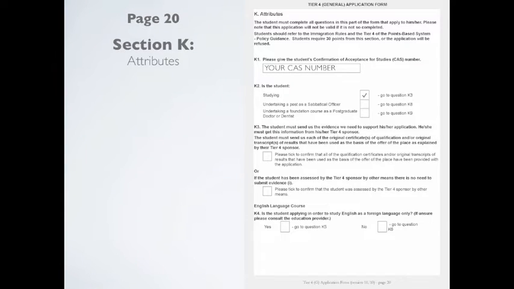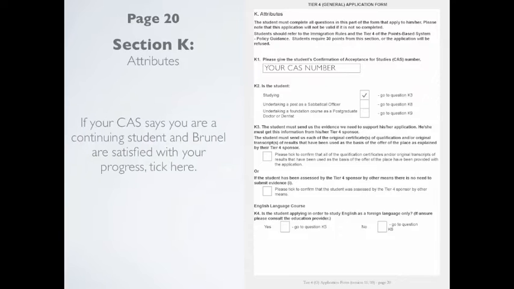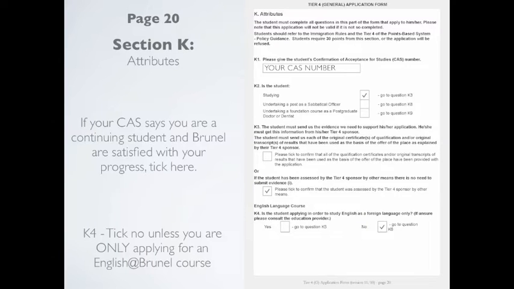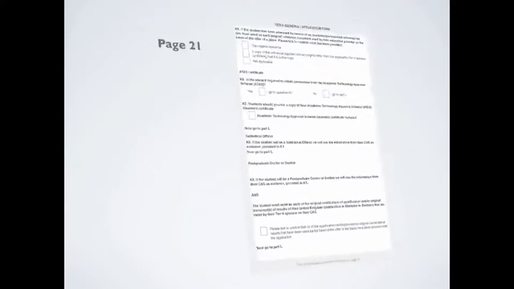If the CAS statement says you are a continuing student and that the university is satisfied with your progress, please tick the second box. There is no need to enclose your qualifications. K4. If the course for which you are applying for a visa is only an English course, tick yes and tick the relevant box at K5. For any other course, tick no and go to K6.